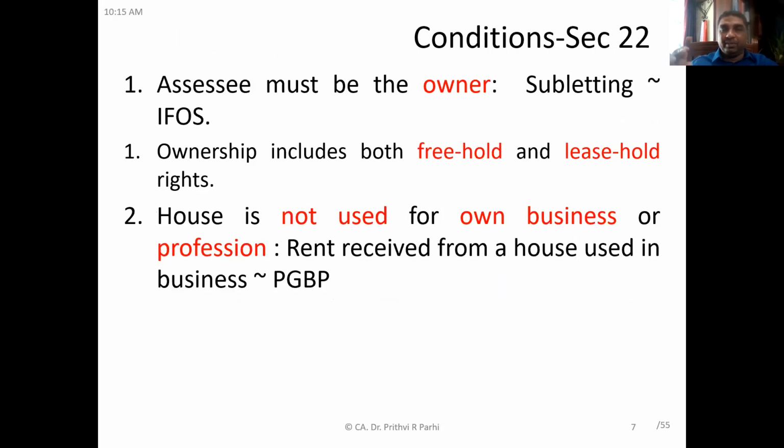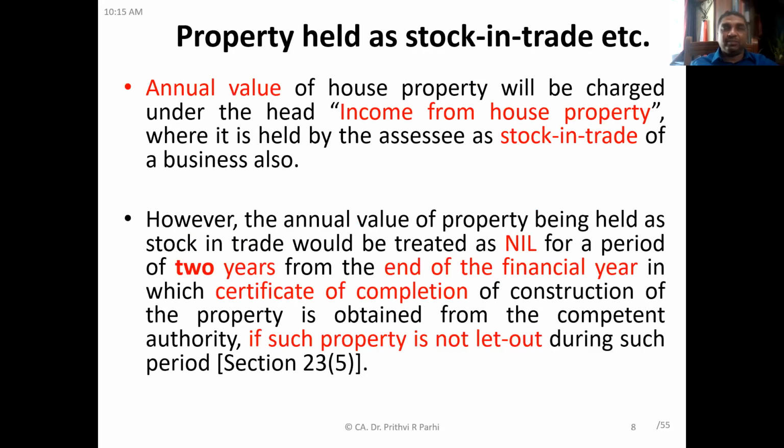But in the meantime, few more points I feel it necessary to discuss once again. As we have discussed already, assessee must be the owner. Subletting income is not the income from house property. It may be income from other sources or business income. Ownership includes both leasehold ownership as well as freehold ownership. House should not be used for his own business and profession. So this concept also we have discussed.